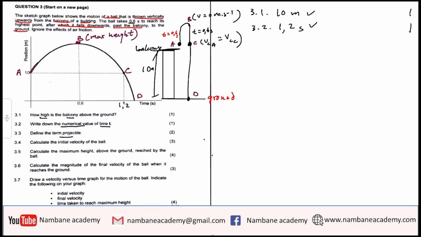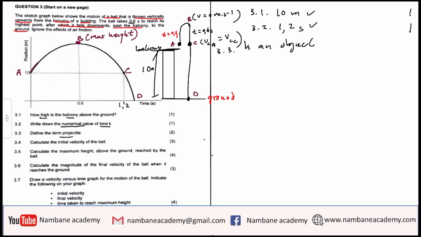Now define the term projectile. Ladies and gentlemen, this definition is very, very important. How is it important? It is important because it was modified to the recent set of definitions.